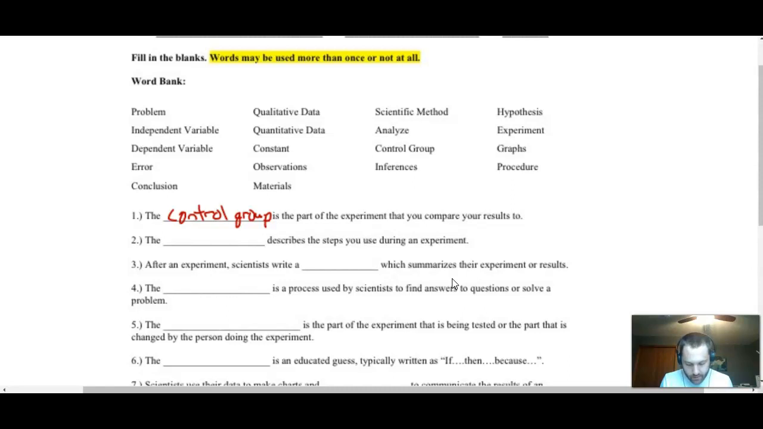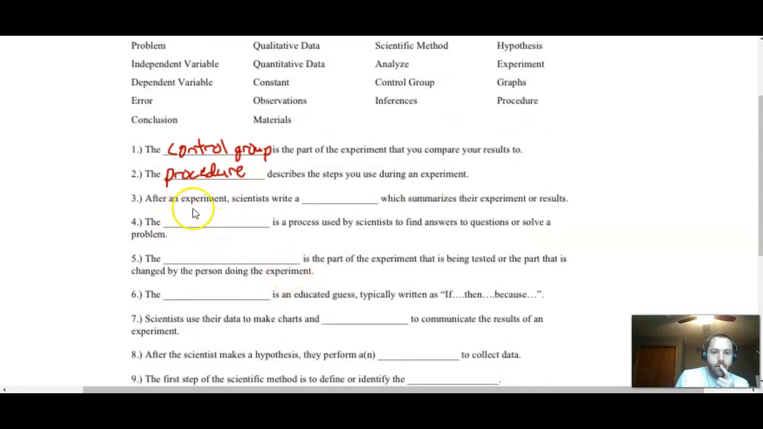The blank describes the steps you use during an experiment. So I haven't probably, or maybe I have formally taught this, but you see it on almost every lab that you do. You saw it even in the paper airplane activity. It had a really short procedure. So the procedure tells you the steps that you take during an experiment.